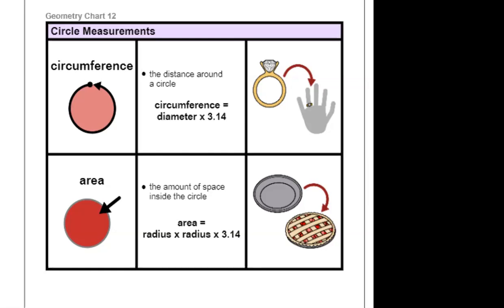The amount of space inside where? Inside the circle. Now, what was your answer? Inside the circle. So when we are calculating area, it's the radius times the radius times that 3.14 number, which is pi. We're not going to focus too much on that one though.